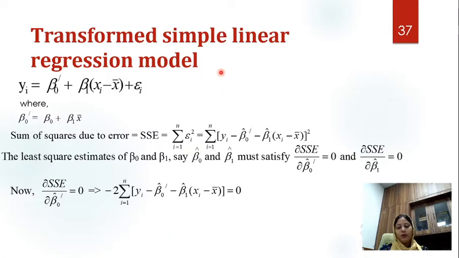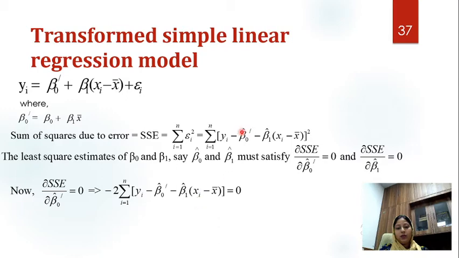Transformed linear regression model. For simplicity, we can write yi is equal to beta naught dash plus beta 1 times xi minus x bar plus epsilon i, where beta naught dash is beta naught plus beta 1 x bar. Now the sum of squares due to error, SSE, is summation epsilon i square, which is equal to yi minus the estimated value. The least square estimates of beta naught dash and beta 1, say beta naught hat dash and beta 1 hat, must satisfy that the partial derivatives with respect to beta naught hat dash and beta 1 hat are 0. Now del SSE by del beta naught hat dash is 0, which implies that this is equal to 0.